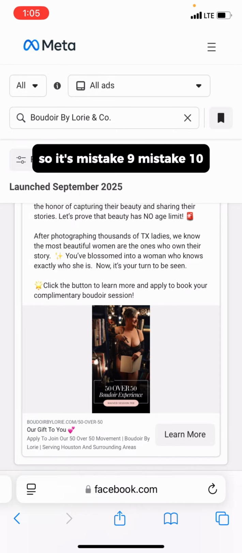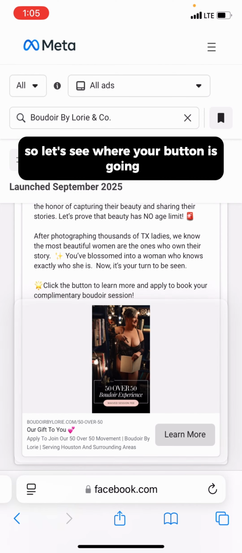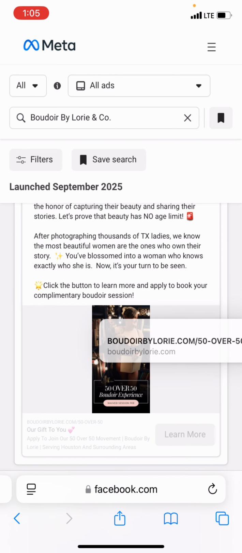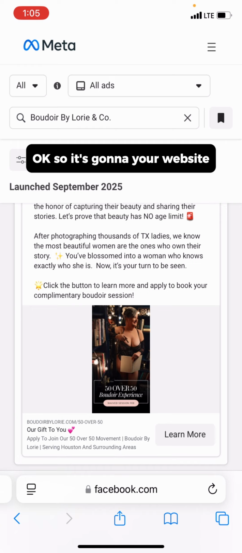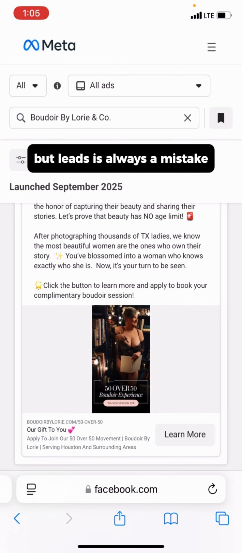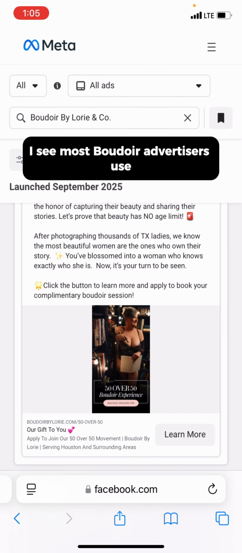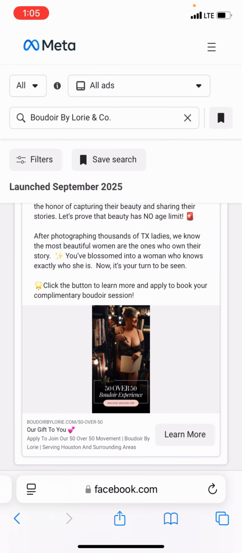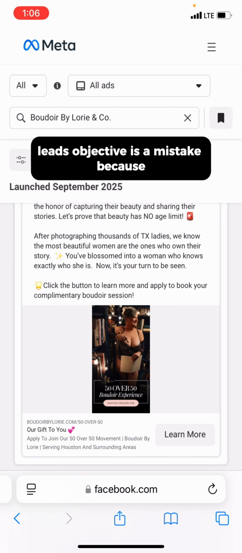So that's mistake 9. Mistake 10, the final one, is the objective. So let's see where your button's going. Okay, so it's going to your website. I do not know what objective you're using, but leads is always a mistake. And it's the biggest objective I see most boudoir advertisers use. Here's why the leads objective is a mistake.